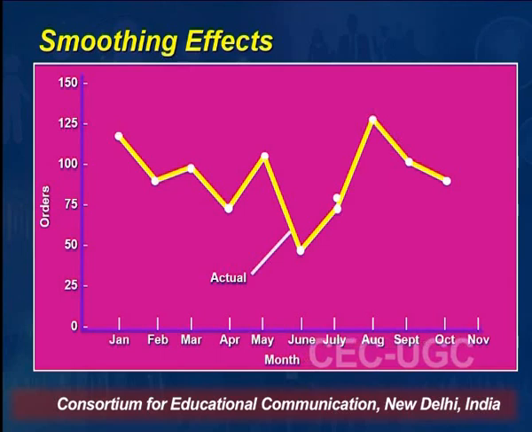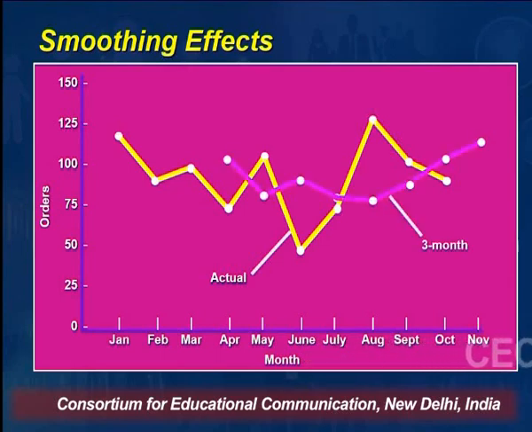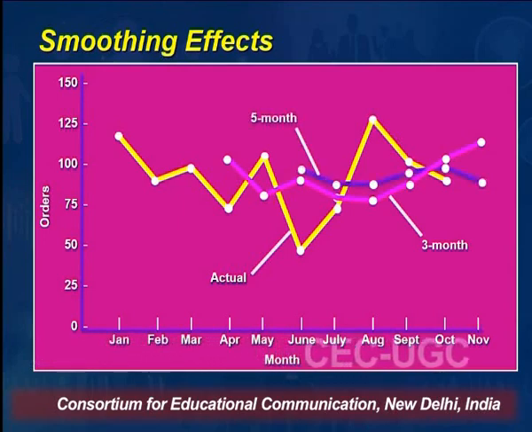So smoothing effects: what happens in forecasting when you do a simple average, like 3 months or 5 months, is that it tries to smoothen out these actual variations. So for example, this 3 month in blue line is kind of smoothing. When you take 5 months, it further smoothens it out. So that is why the more months you take, the more it will smoothen out the variations.